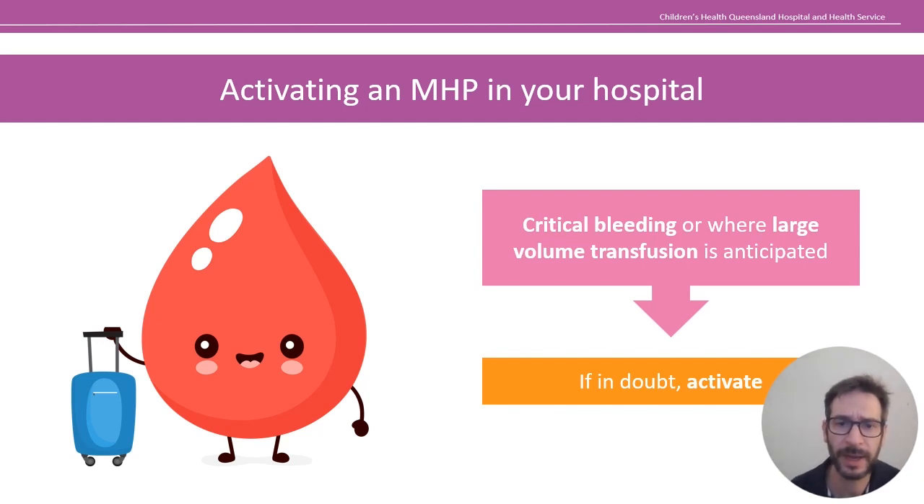So it's important for you to find out how you activate an MHP in your hospital. And usually that's going to be on your massive hemorrhage algorithm. So it's worth checking your clinical guidelines and reviewing them, because this is a complex task and you don't want to be reading it for the first time when you've got a kid bleeding in front of you.